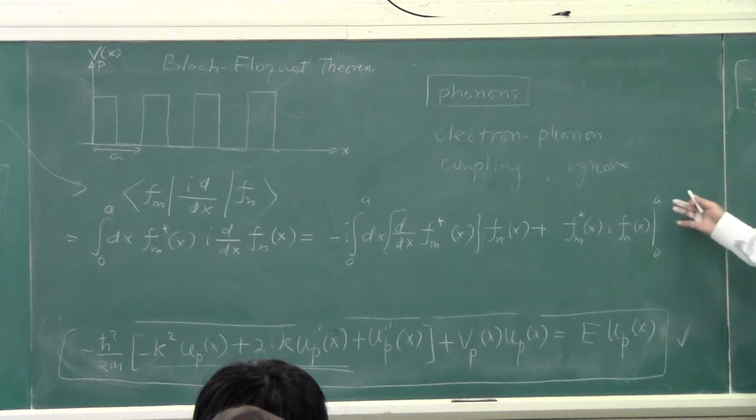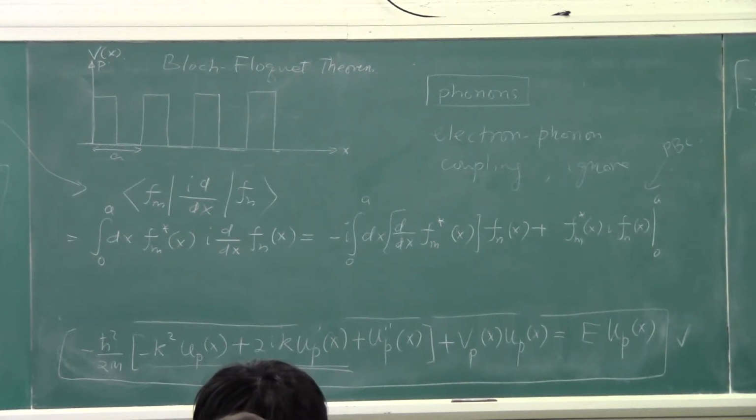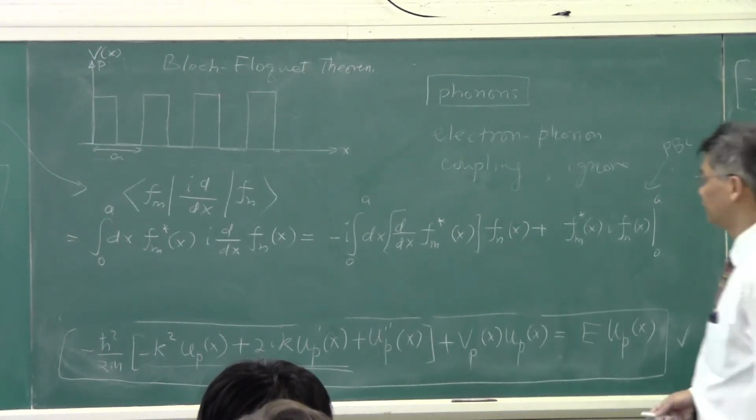I can always make this term vanish by using the periodic boundary condition. The first point and the last point are always equal to each other, and so I can always make that vanish. And then I'm left with this.